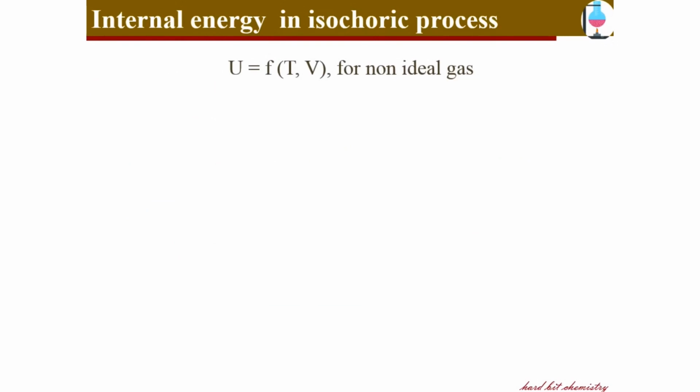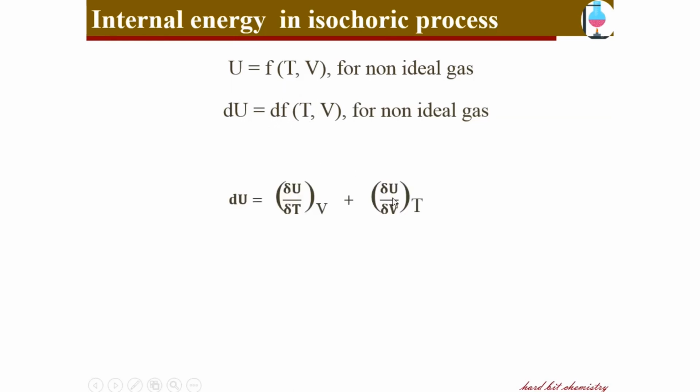Taking it further, internal energy is a function of temperature and volume for a non-ideal gas. We have seen before that for an ideal gas, volume consideration is insignificant and it is only temperature dependent. But for non-ideal or real gases, internal energy is both temperature and volume dependent. So an infinitesimally small change in internal energy occurring in a small step of a process can be given by dU as the derivative of this function with respect to both temperature and volume.